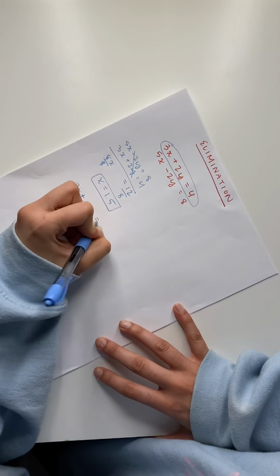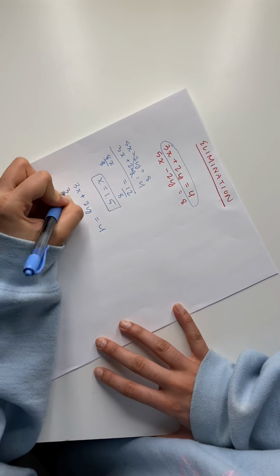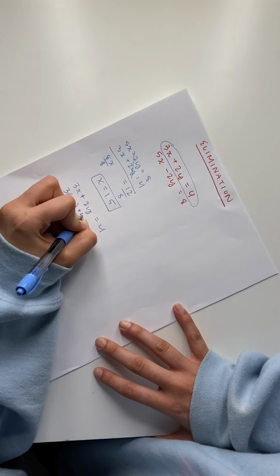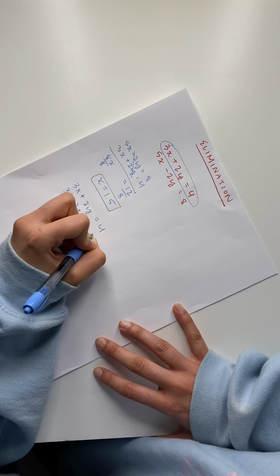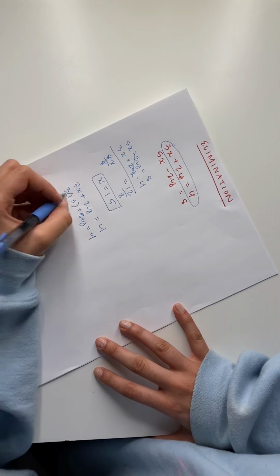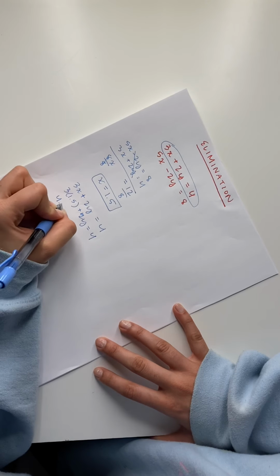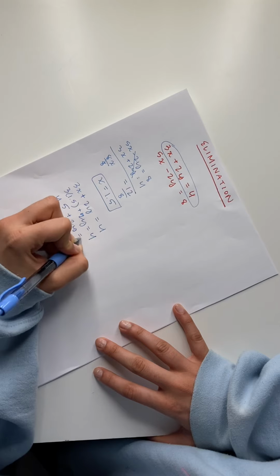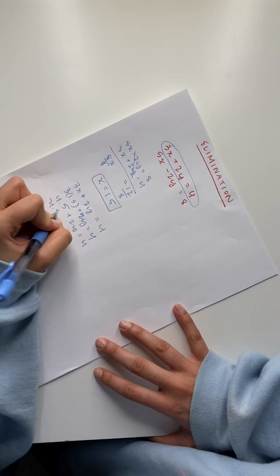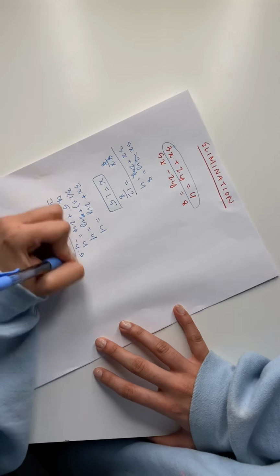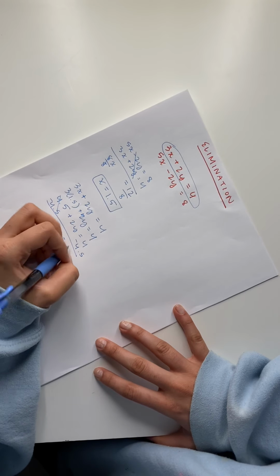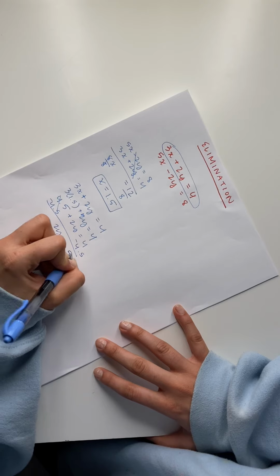3x plus 2y equals 4. And I'm going to go ahead and put 1.5 in for x, and continue to write the equation. So I know that this is 4.5 plus 2y equals 4, minus 4.5 on both sides. 2y equals, I believe, negative 0.5.